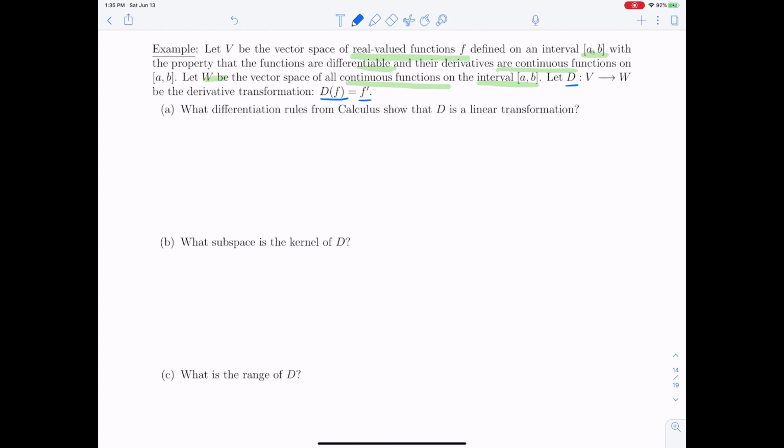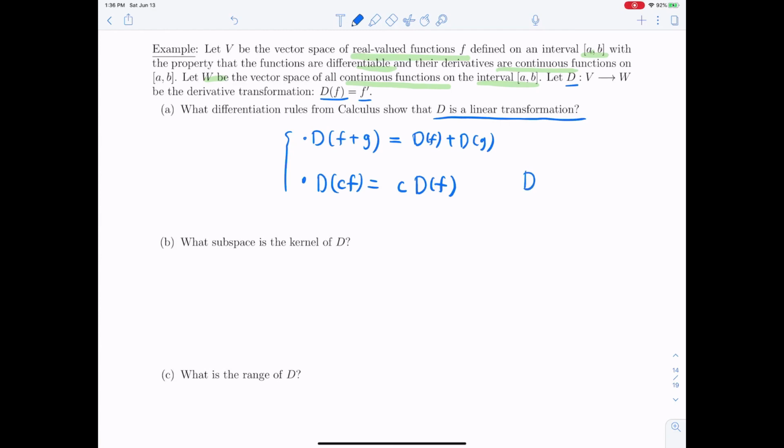So how do we check whether the map D is a linear transformation? Well, we have to check whether we can split the addition. For any differentiable functions f and g, we know that we can separate the derivative into two parts, right? D of f plus D of g. And also, scalar multiplication doesn't quite do anything to the derivative, so you can factor out c outside of D. So from here, we can tell that D is a linear transformation.